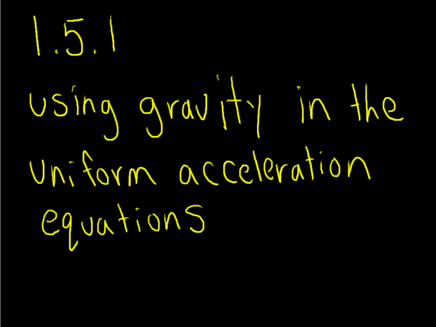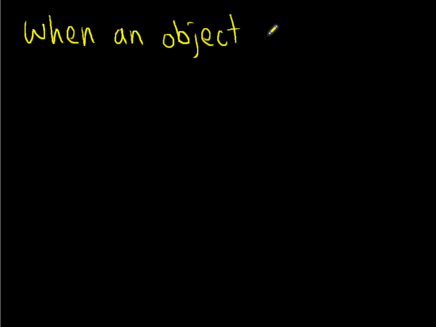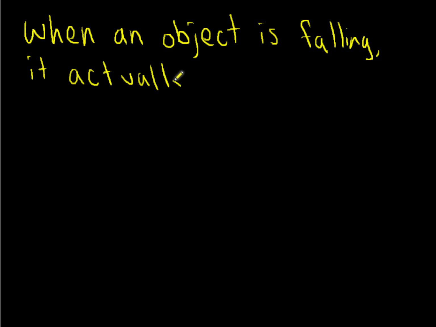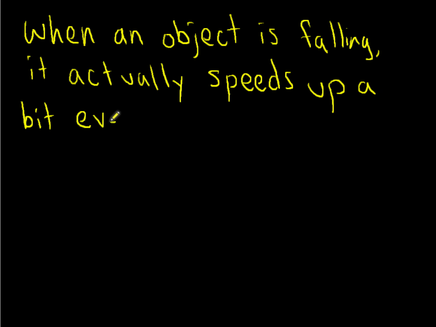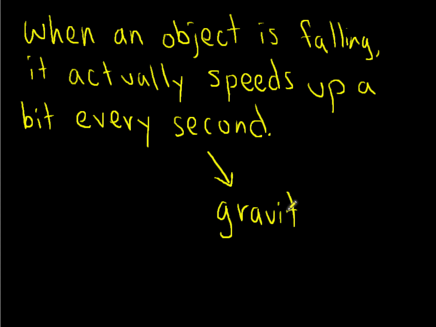1.5.1 Using gravity in the uniform acceleration equations. When an object is falling under the influence of gravity, it actually speeds up a little bit each second. In fact, it speeds up about 10 meters per second each second. This is because gravity is a type of acceleration. Gravity causes acceleration.